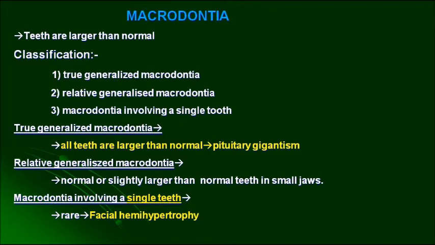Coming on to the next one, macrodontia. Macrodontia means a relatively larger tooth. It is mostly seen in case of pituitary gigantism, okay? And a single tooth involvement can also be seen in case of facial hemihypertrophy. So these are the two important points you have to remember. Macrodontia is also similar to microdontia. You can see a true generalized macrodontia, relatively generalized macrodontia, and macrodontia involving a single tooth, okay?